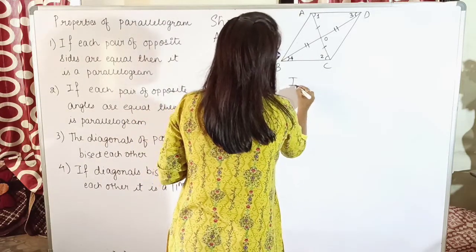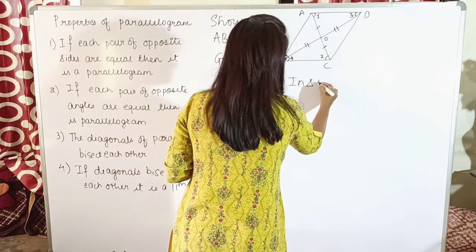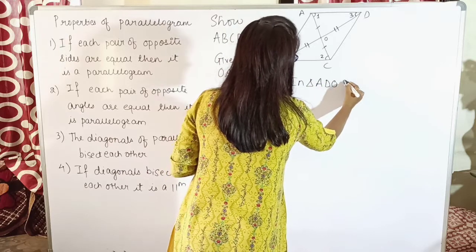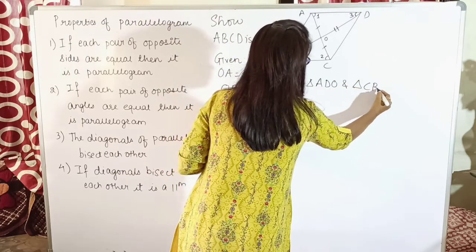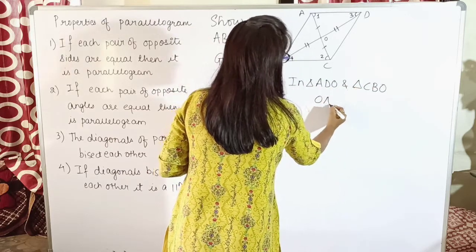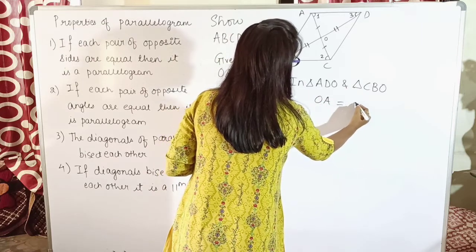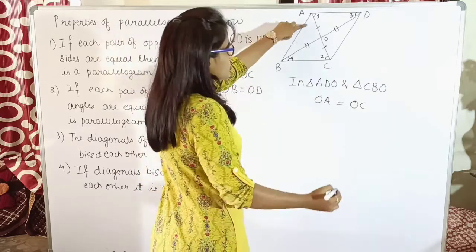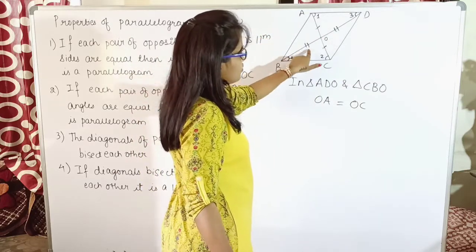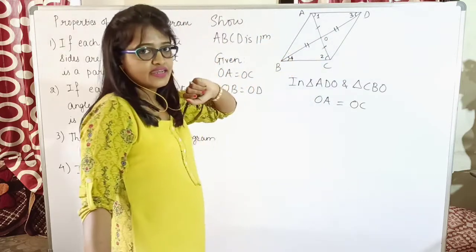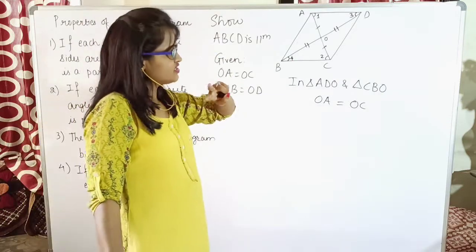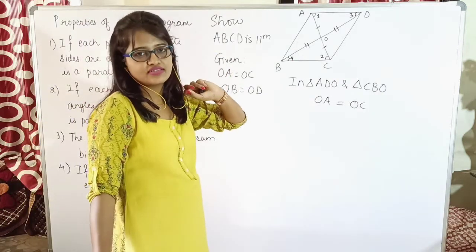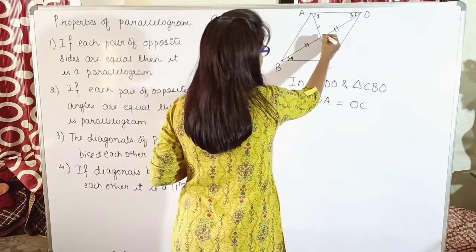Taking the same two triangles, in triangle ADO and triangle CBO, OA equal to OC. Now see, you are showing these two sides as equal, whereas the third thing, whenever you are taking two sides, definitely should be an angle. Just now I have said, and that too it should be the included angle.